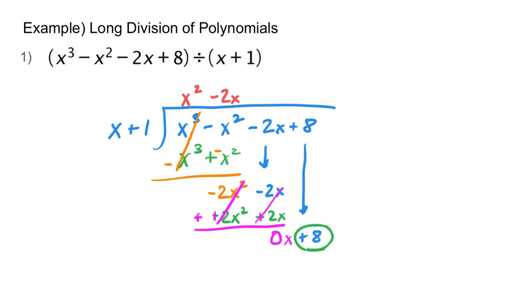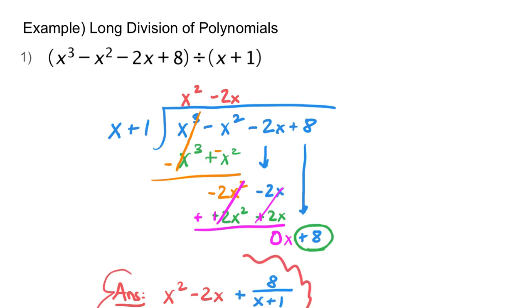So my answer, let's write out the answer. The answer is going to be x squared minus 2x. I got that from this stuff up here at the top. And then plus the remainder. Plus, always plus, 8 over, what did I divide by? x plus 1. This is going to be the format for my final answer every single time, especially when I have a remainder. If I would have a remainder of 0, this wouldn't be here at all.